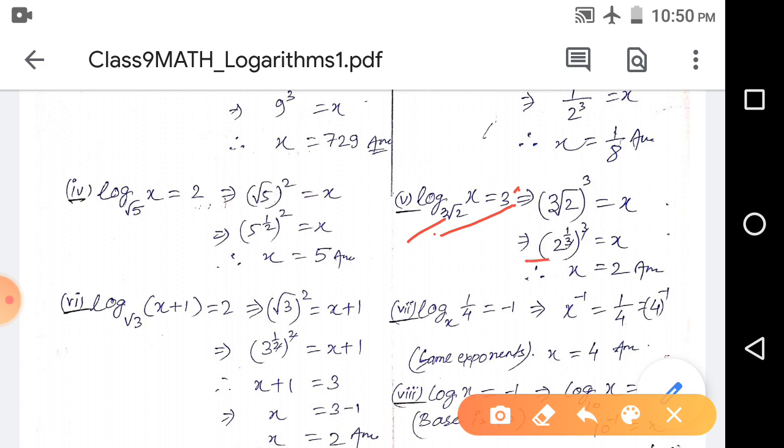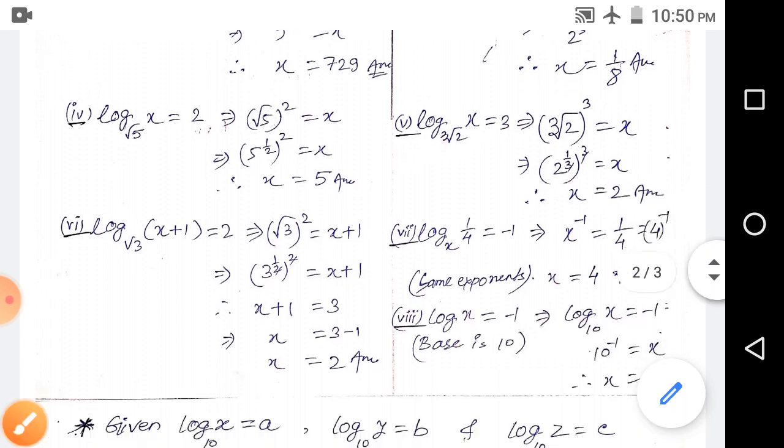So (2 to the power 1 by 3) whole to the power 3, and where powers are multiplied, the 3 cancels. So 2 is left here. So x equals 2. This is the answer. Now see the next.